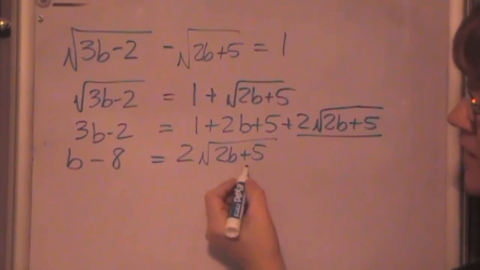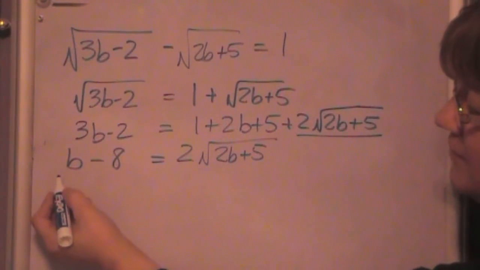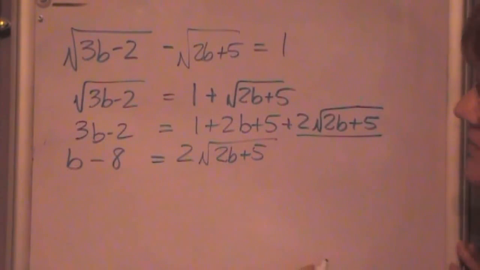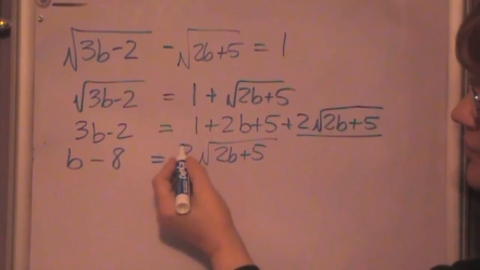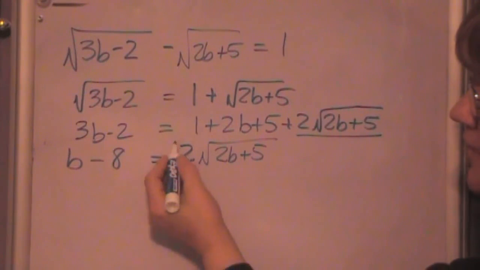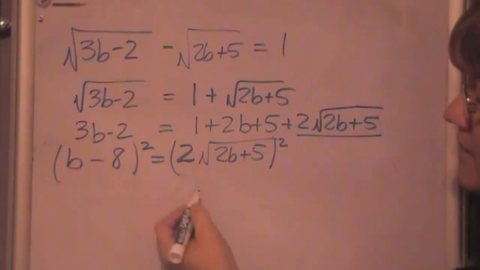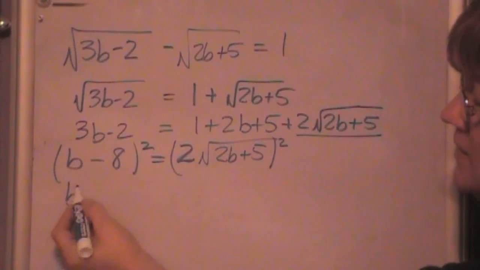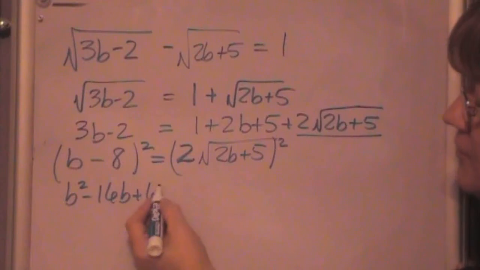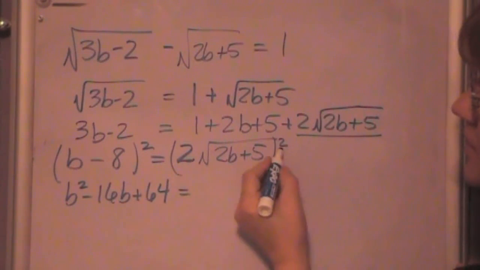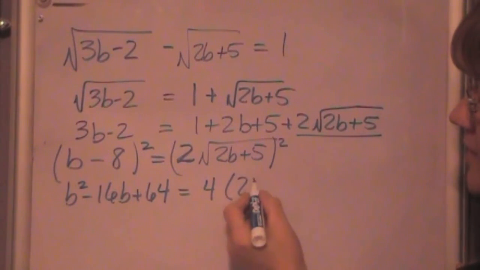Now, at this point, normally we divide both sides by 2, and that's great. But when I divide 1 by 2 over here, I'm going to get a fraction, and I really don't want to do that because I can square this side without getting rid of the coefficient, the 2 in front of the radical. So if I square this side, I just have to remember to square the 2 also. So now I'm going to get b squared minus 16b plus 64 over here equals square the 2, and I get 4 times the square of this is 2b plus 5.